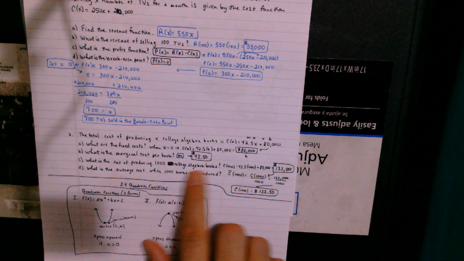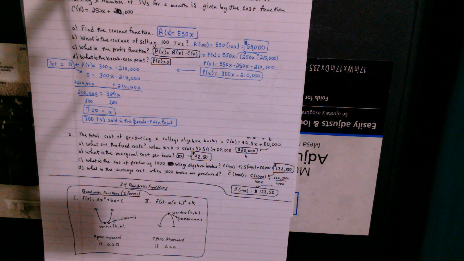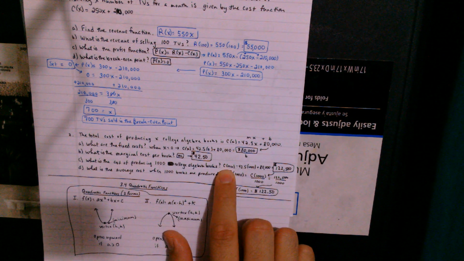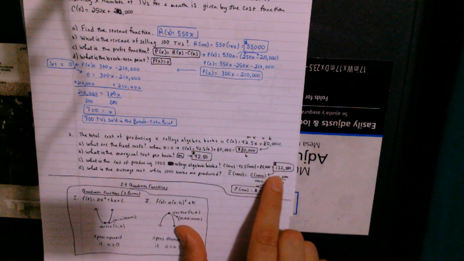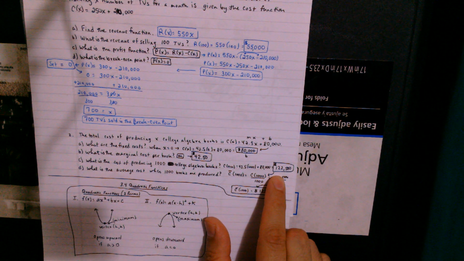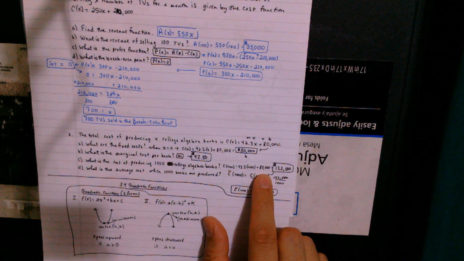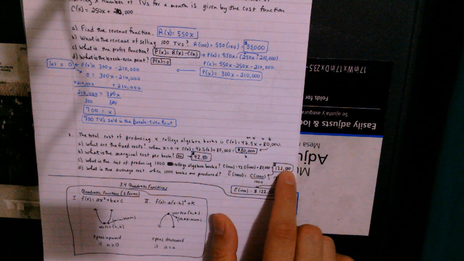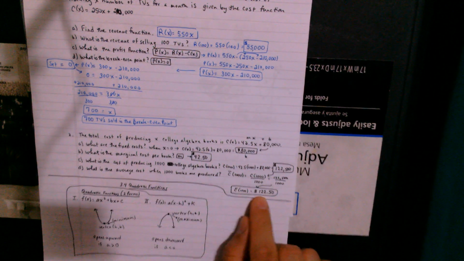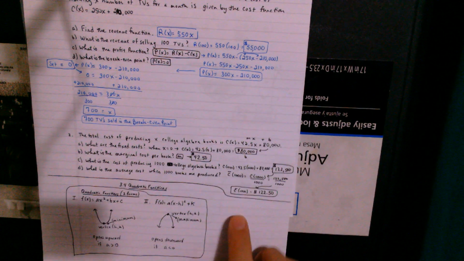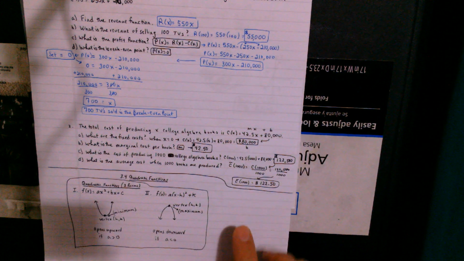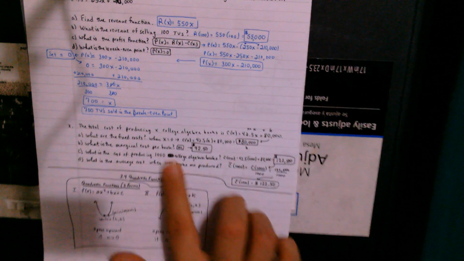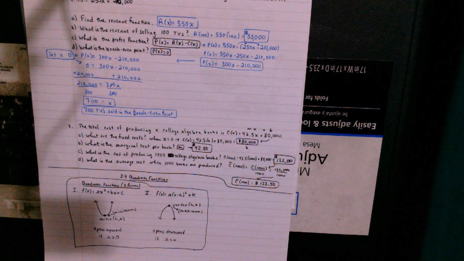What is the cost of producing 1,000 college algebra books? You plug in 1,000 for X in this function, and you get $122,500. That's a lot of money to produce 1,000 college books. What is the average cost? You take that cost to make 1,000 of them divided by the 1,000 that you're making, and it costs you about $122.50 to make each book. And that's why they sell it to you for $200-300 nowadays, just theoretically speaking.